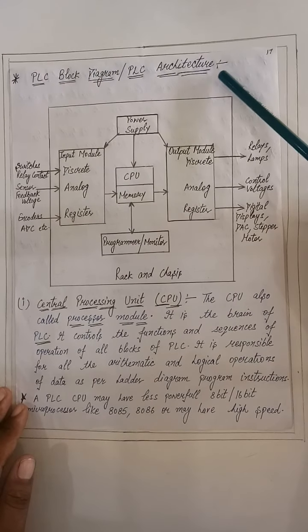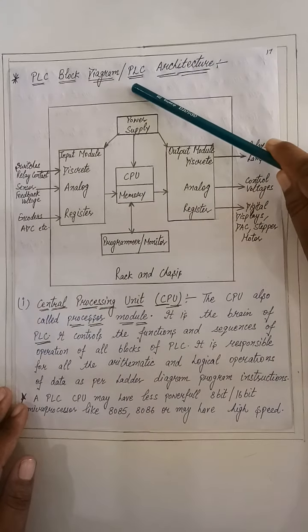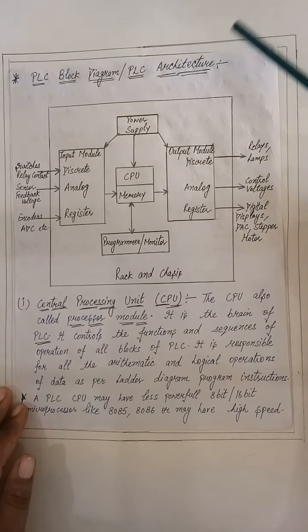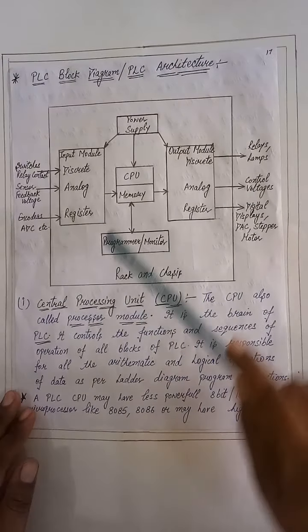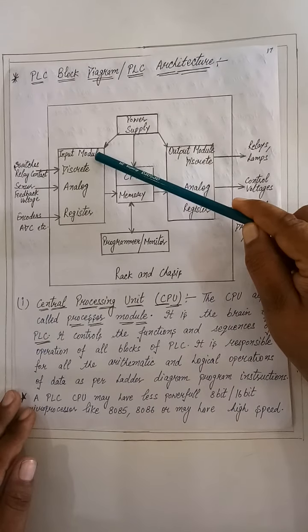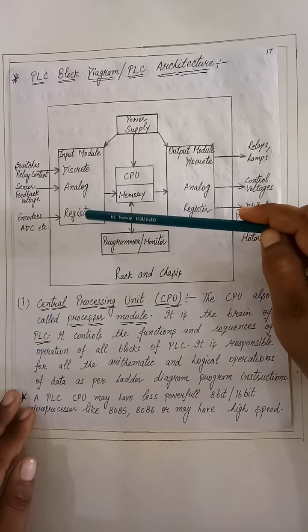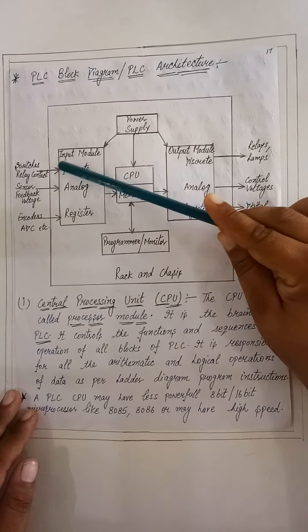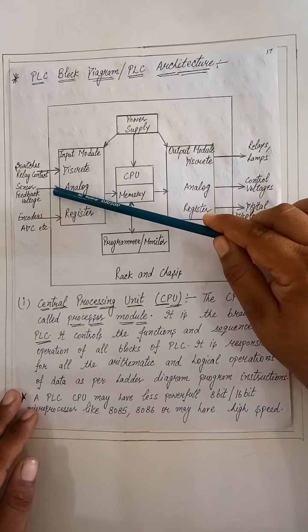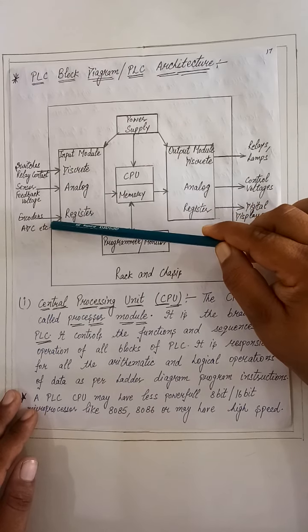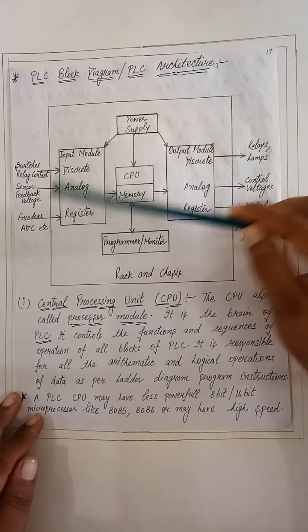Now we are going to start with the topic PLC block diagram or PLC architecture diagrams. Here we have the input module where we connect discrete, analog and resistor types of inputs: switches, relay contact, sensor, feedback voltage, encoders, ADC, etc.